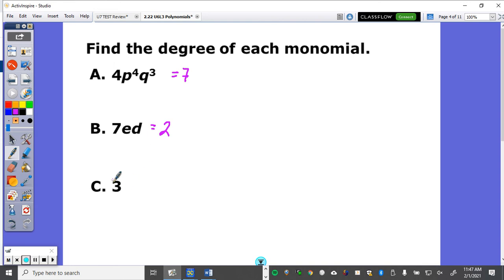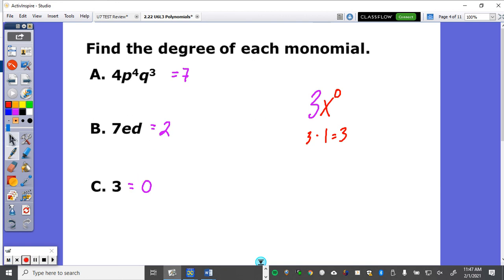And the degree for a constant, which means that there's no variable attached to it, is 0. And this is the reason why. I only care about the degree if it's attached to a variable. If I do not have a variable here, then it's almost like we're saying 3 times x to the 0 power. Because x to the 0 power is just 1, and 3 times 1 is 3. That's the reason why we attach a 0 to a constant.